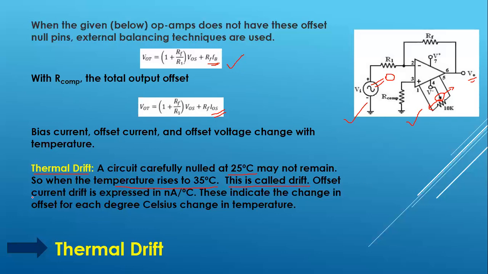The offset current drift is expressed in nanoamps per degree Celsius, and this indicates the change in offset for each degree Celsius change in temperature. Here we have to see that the temperature is maintained constant, or carefully nullify even if the temperature changes. This is what we have to concentrate on more. So these are the 5 DC characteristics of an operational amplifier which we have seen.